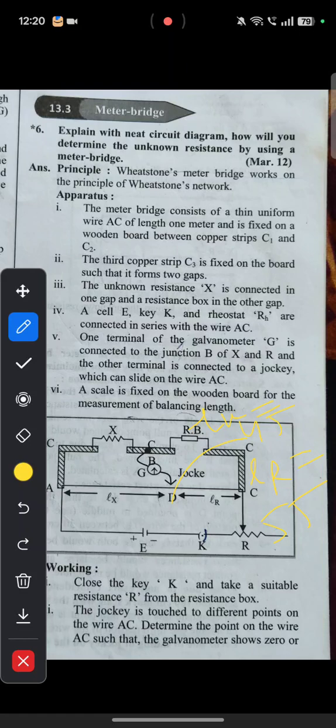After that you have to take a range of resistance which depends on the theoretical value of the resistance combination, if it is in parallel or in series, whatever. Depending on that you will get the unknown resistance. You will take the resistance from the resistance box, and this way you can measure the balancing lengths Lx and Lr.